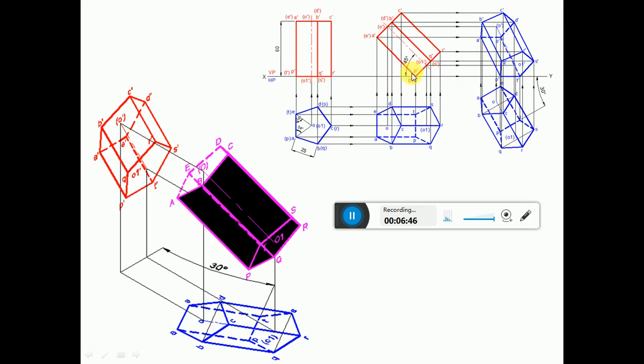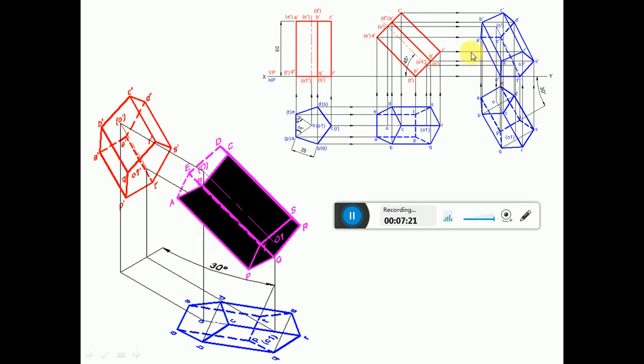Similarly, now we come to the bottom of the surface. Draw a horizontal projector from P dash T dash and draw a vertical projector from P and T to intersect at P dash and T dash, and draw a horizontal projector from O1 dash and draw a vertical projector from O1 to intersect at O1 dash. Similarly, draw a horizontal projector from Q dash and S dash and draw a vertical projector from Q and also from S to intersect at Q dash and S dash.